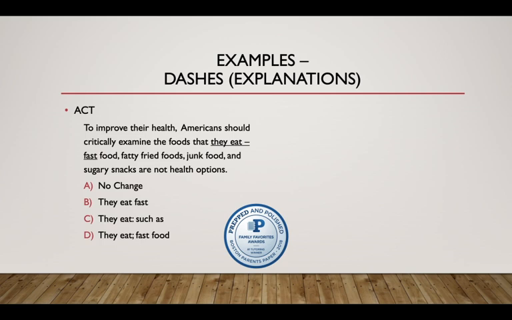B, there's no punctuation, which makes this a very, very lengthy sentence and actually creates a run-on. So we cannot have that be the answer. Now between A and D, well, D has a semicolon, but "fast food, fatty fried foods, junk food, and sugary snacks are not healthy options." Yes, that's a sentence, but it's an explanation of the foods that we should be examining and what we should eat, or in this case, not eat. So therefore, my answer has to be A.